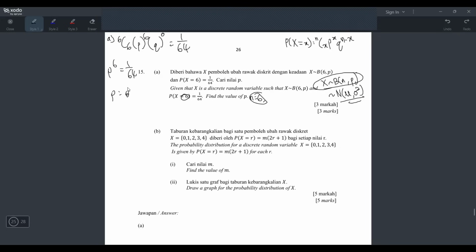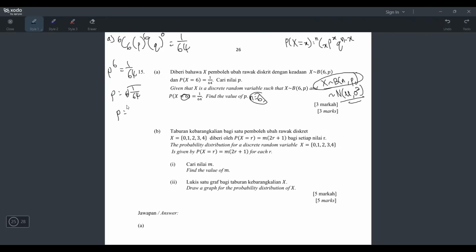It will be the 6th root of 1/64. And you can press calculator. Let me teach you how to press. First, you press 6, and then you press shift the power button. Okay, so I repeat, press 6 and then press shift the power button. The power button is beside log. Beside log. But you have to press shift first, then press the power button, and then 1/64.